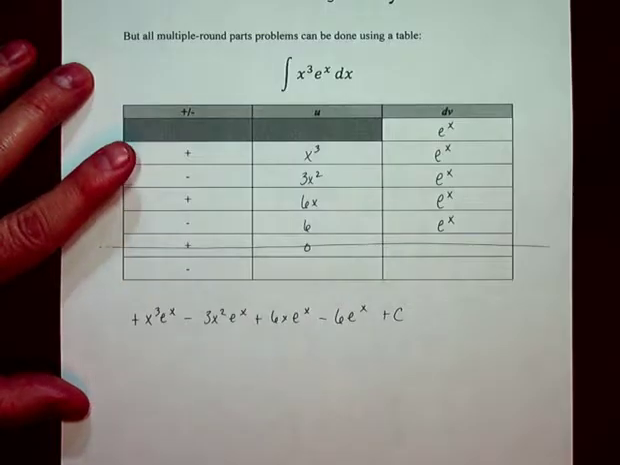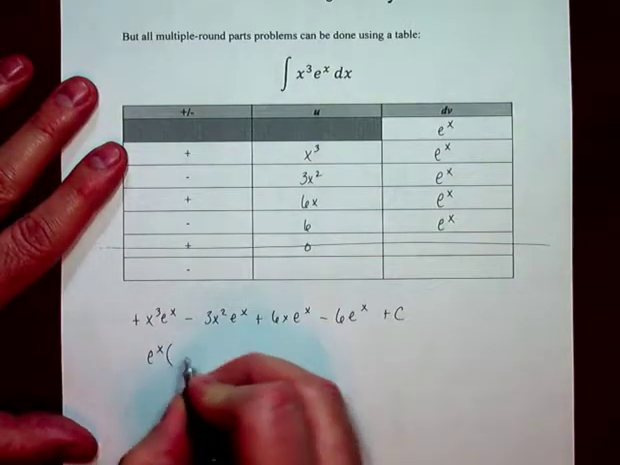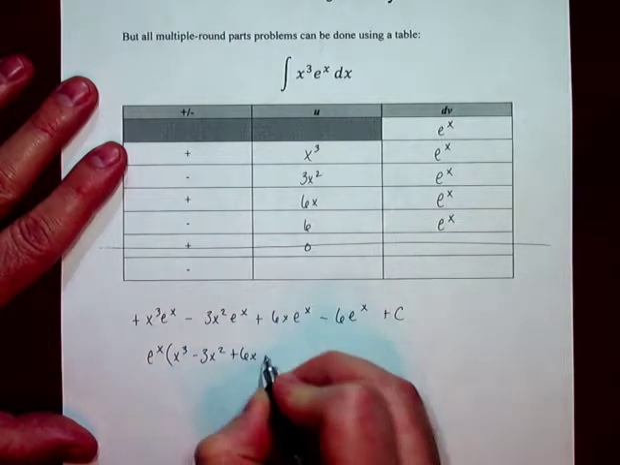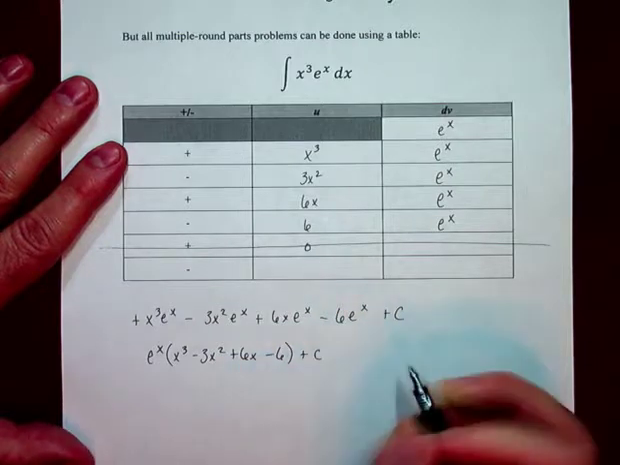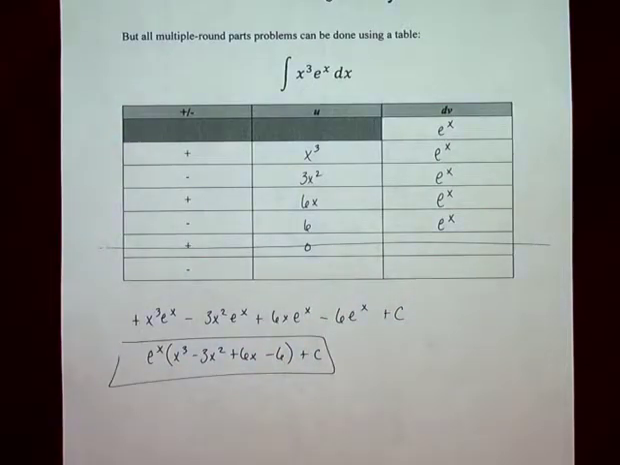And so the tabular method, if you keep things nice and tidy and you set it up correctly, winds up making multi-step integration by parts actually quite easy on occasion. So let's go ahead and do another example.